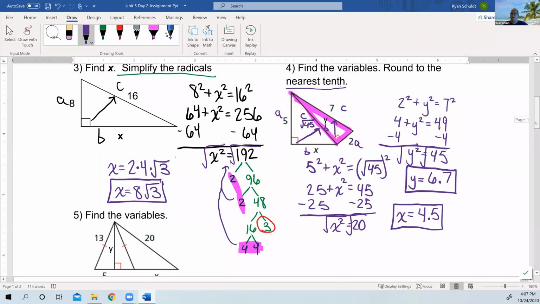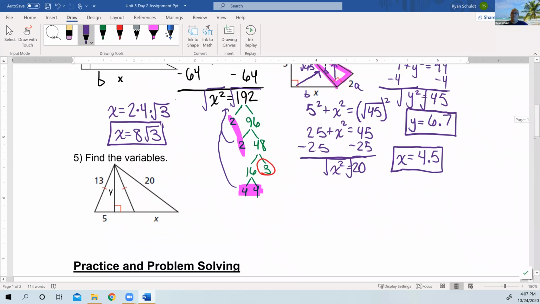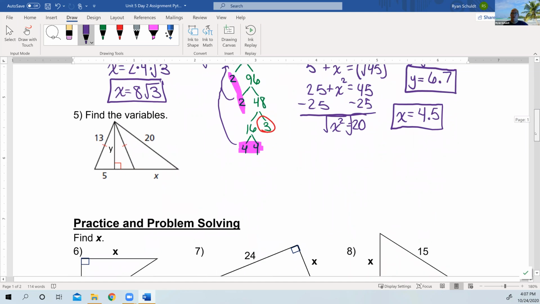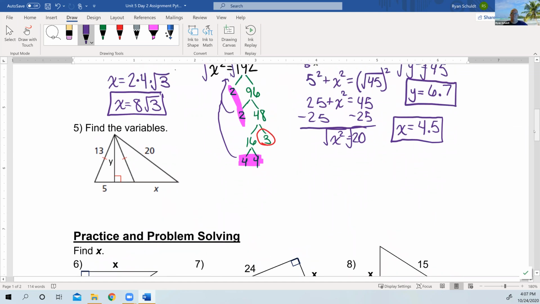Okay, so there's number 4. Number 5 is another one of those two triangle problems. We've got to find y, and we have to find x. So remember what I said. I want to start with the right triangle that has 2 numbers on it. This is the one that's got 2 numbers, so that's the one I'm going to start with. I'm going to do it over here.